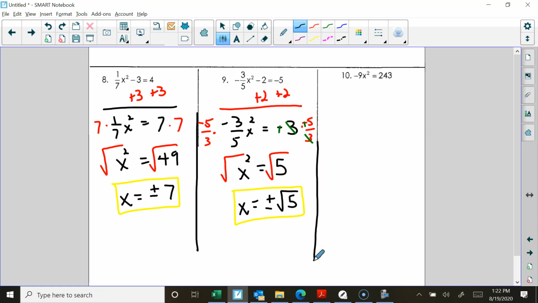Last problem, and then I'll show you the homework assignment, which should be uploaded into CTLS by the time you get here. So, no addition or subtraction to do, so we will divide by negative 9. Remember, division is done prior to taking the square root. x squared equals, I don't know that division, so let's get the calculator. 243 divided by negative 9 is negative 27.